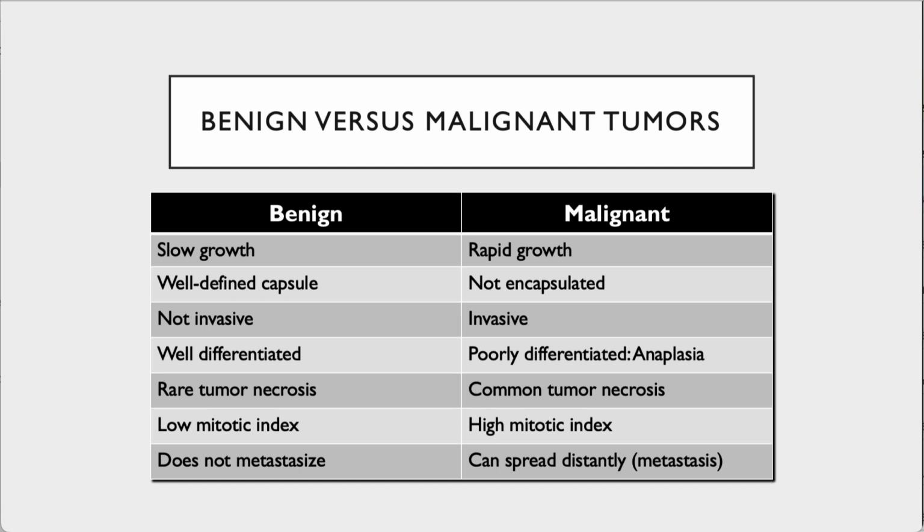Benign tissue also tends to be well differentiated. That means when you put it under the microscope, it looks like the tissue that it comes from. So in the case of atrial myxoma, for instance, it looks like the supporting structure that it comes from. And poorly differentiated or anaplastic tumors are very hard to determine.